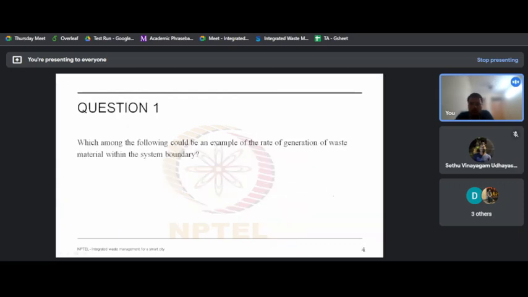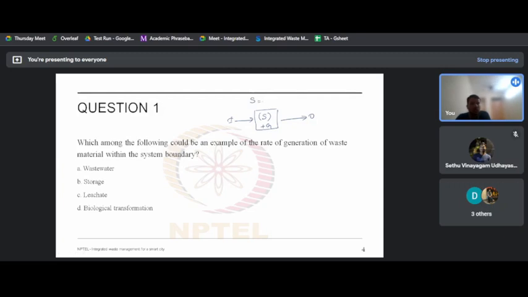So question 1. Which of the following could be an example of the rate of generation of waste material within the system boundary? The given options are wastewater, storage, leachate, biological transformation. Assuming we have a system, there will be some inputs to the system, there will be certain outputs, there will be a certain storage, and there can be some generation within the system. Let us call it plus G.